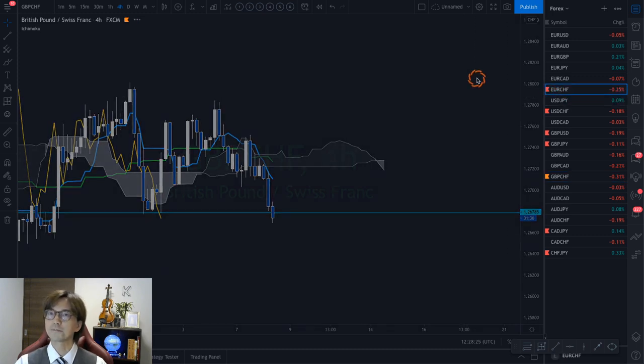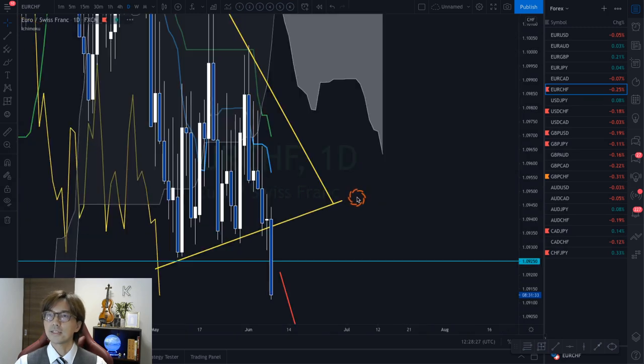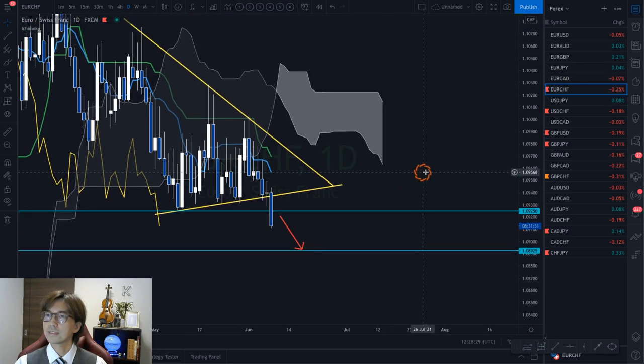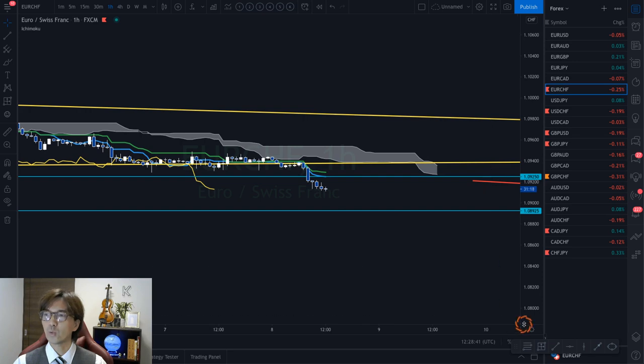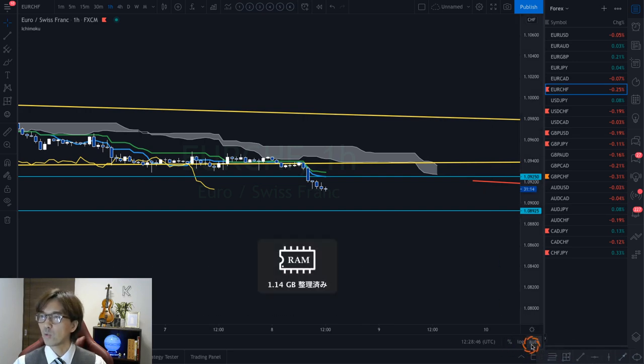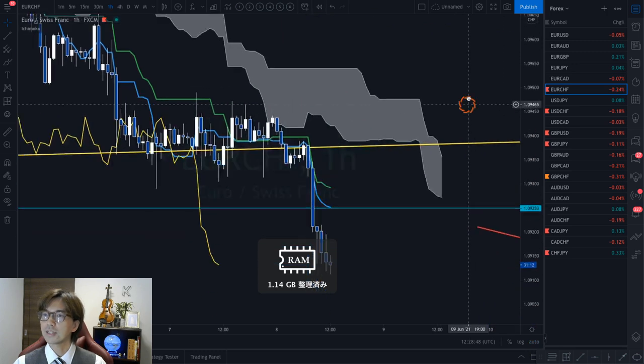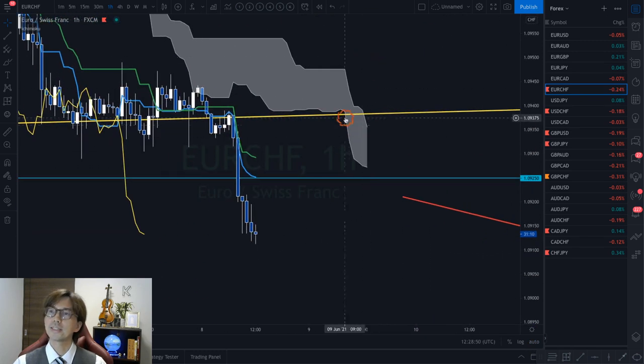And it looks like today the good pair to look at is the Euro Swiss franc. I see the daily chart is breaking the support as well as the P wave is breaking down. Kumo down, Kijun Sen down nicely. Chikou Span below the candles in the daily chart. And also in the 1 hour chart, I see this is continuously downtrending.